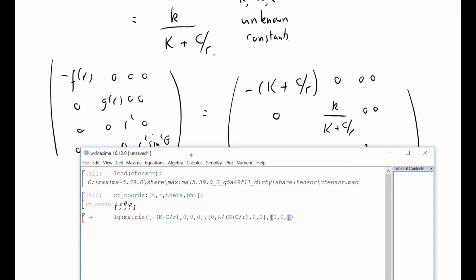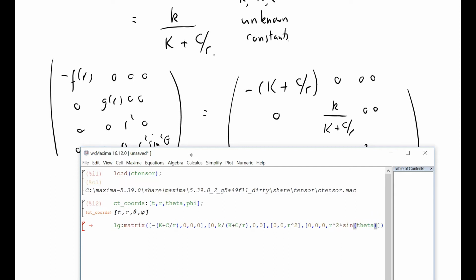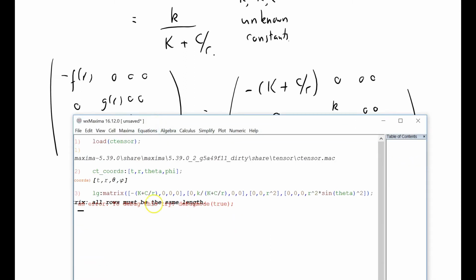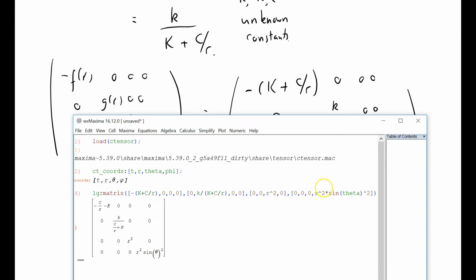Then 0, 0, r squared, then 0, 0, 0, r squared times sine theta squared. I think that'll do. Yeah, there we go. All rows must be the same length. What have I done wrong? 1, 2, 3, 4, 1, 2, 3, 4, 1, 2. Ah, there it is. Comma 0. Yes, that should work. Yes, of course, we don't know what these things are.